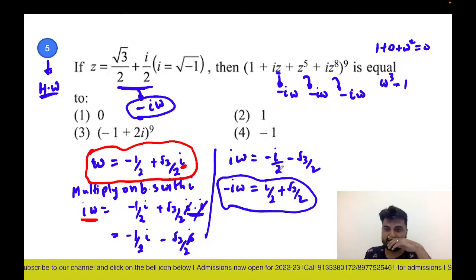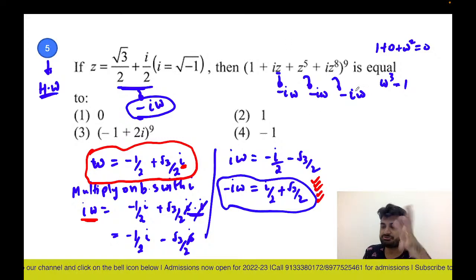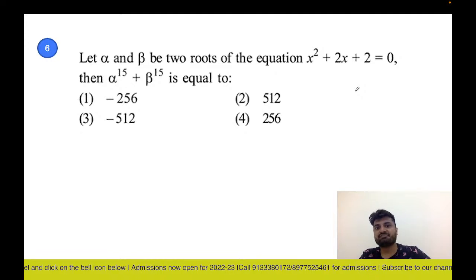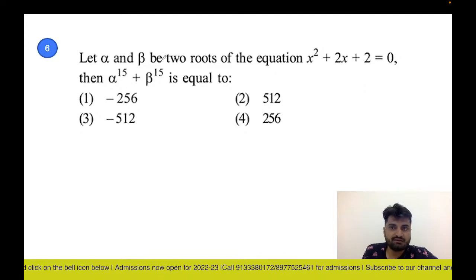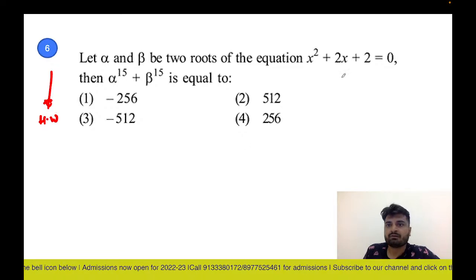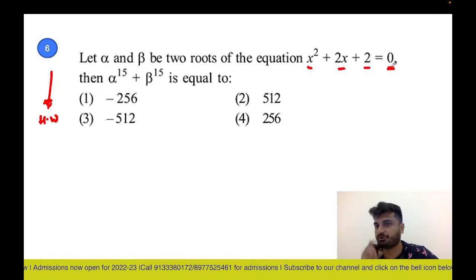You will identify that the z value is minus i omega. And once you substitute and simplify, you will end up getting the answer. That is the fifth question. Sixth also, you can actually do it as homework. So basically what you will observe here is this x square plus 2x plus 2 equal to 0, right?